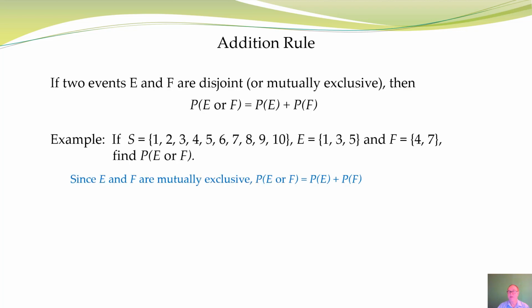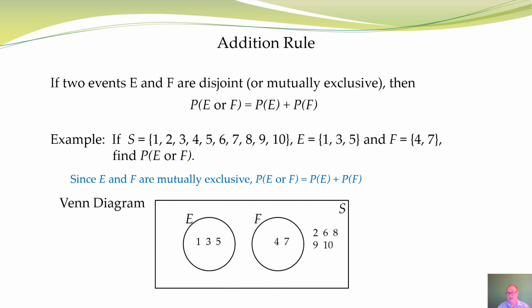Well, since E and F are mutually exclusive, if we look at E and F, they have nothing in common, so they're mutually exclusive. So the probability of E or F is going to equal the probability of E plus the probability of F. If I go to a Venn diagram, I put 1, 3, 5 in E, I put 4, 7 in F. That leaves 2, 6, 8, 9, 10 outside of E and F in the sample space.